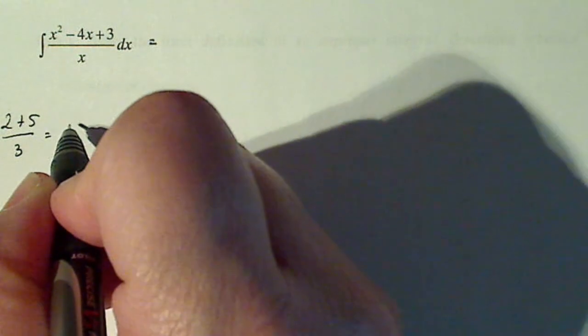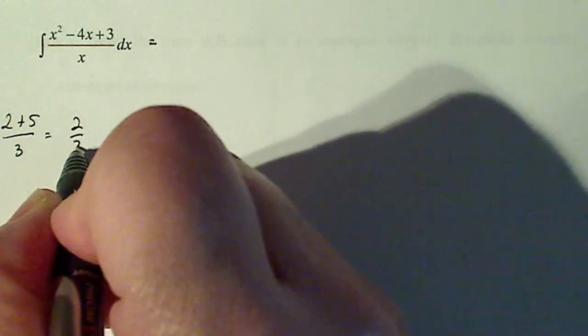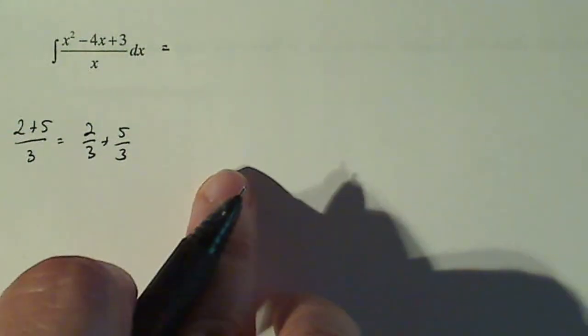So you can write this as taking each of these terms on top and dividing individually by that x. So in other words, if I have 2 plus 5 over 3, I can write that as 2 over 3 plus 5 over 3. So that's the rule that I'm going to use here to separate this up to make this able to be integrated.